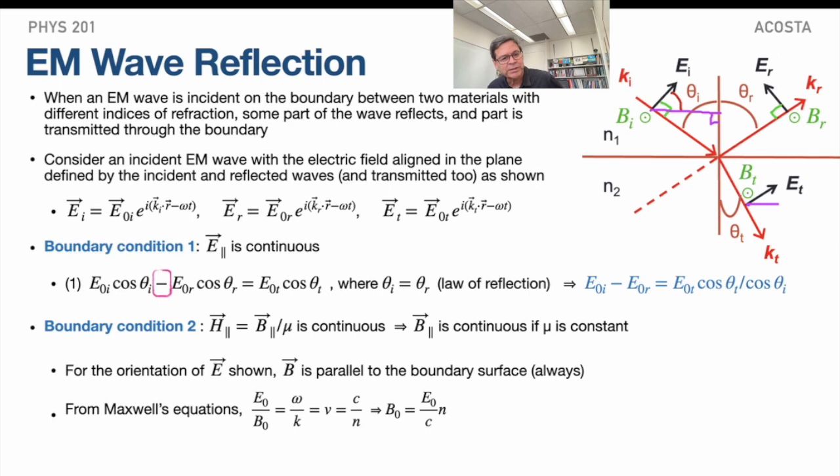So that makes things a little bit easier. No projections with cosine theta. The other thing to note is E and B are related for electromagnetic waves, right? E over B is equal to omega over k, but that's also the speed of the wave. And the speed of the wave is the speed in vacuum, the speed of light c, divided by the index of refraction n. So just rewriting this by multiplying through by B0, and then flipping over and dividing by c over n, we have that B0 is E0 times n over c. So I have the relationship between B0 and E0.